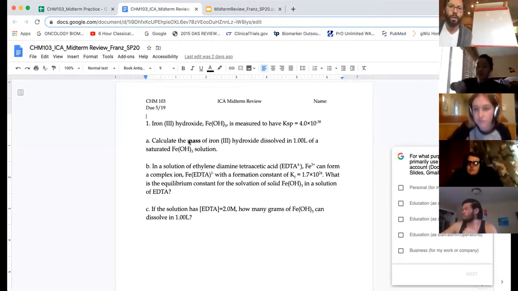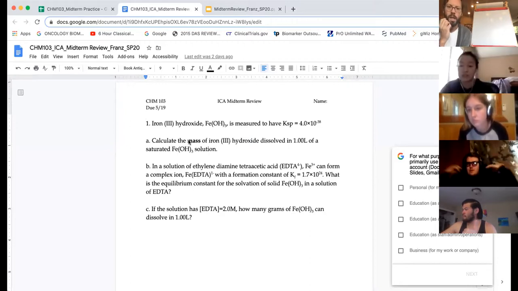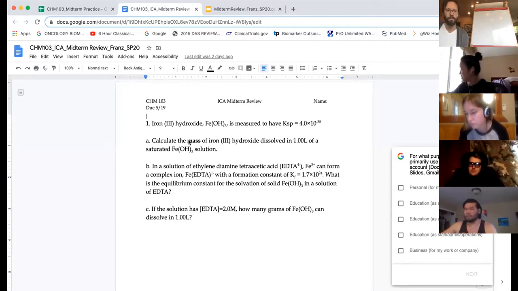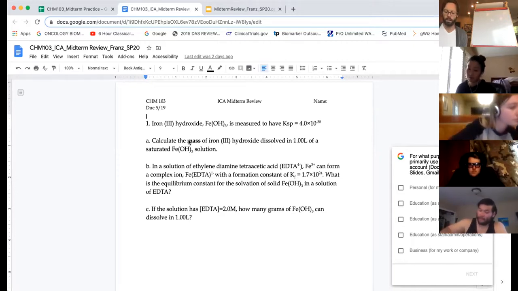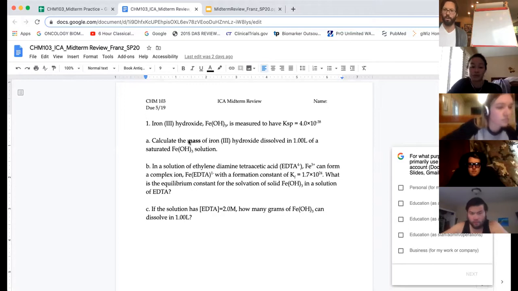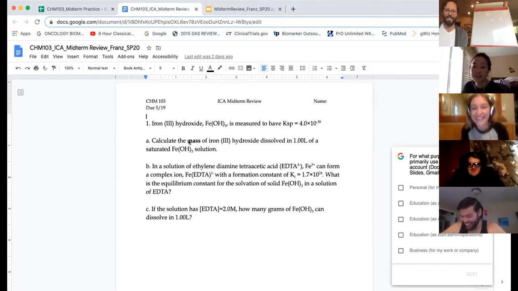All right, so for the first problem, we're going to be looking at iron 3 hydroxide, and they're asking us to calculate the mass of iron. They're looking for an equilibrium constant and looking for grams. So anybody know what we need to do to start this? I'll give you a clue. Right at the equation for KSP. Make an ice table and use KSP.